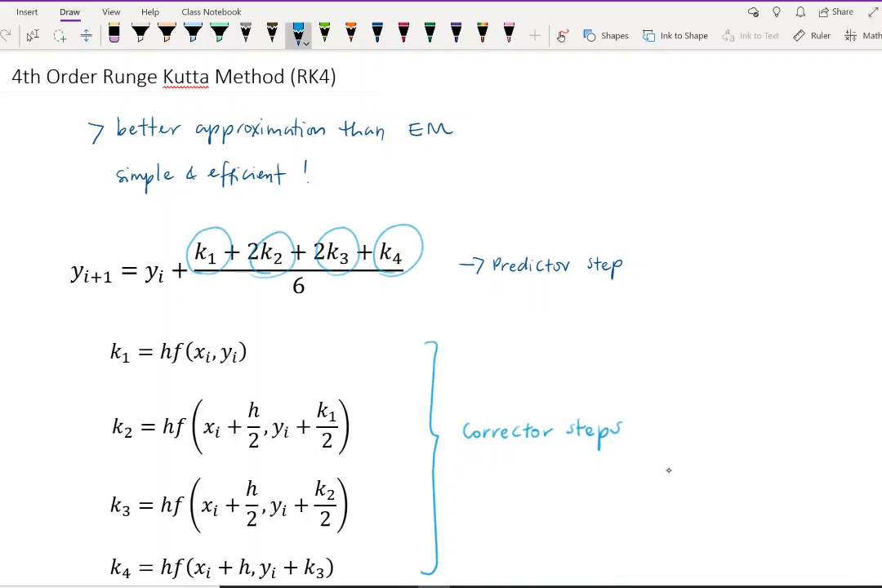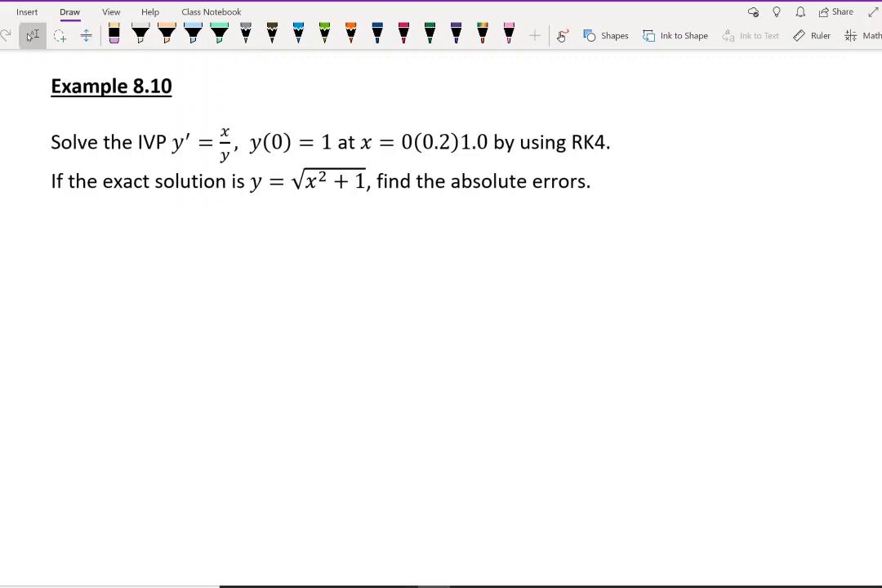Let's proceed with an example. Firstly, as usual, when you get the question, the first step is to identify what information is given. So here we have y prime equals x over y. Then we have the initial condition, which is x0 equals 1, and x is between 0 and 1, whereas the h value is 0.2.